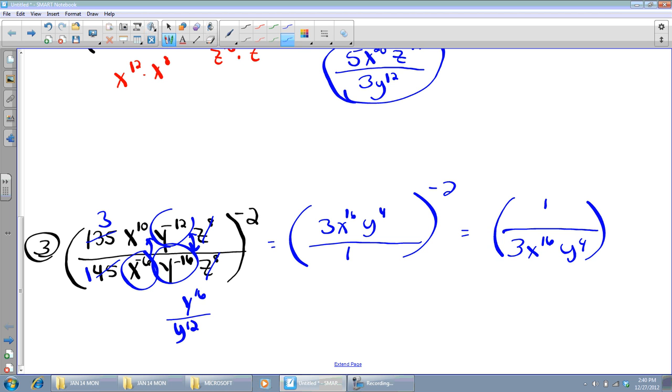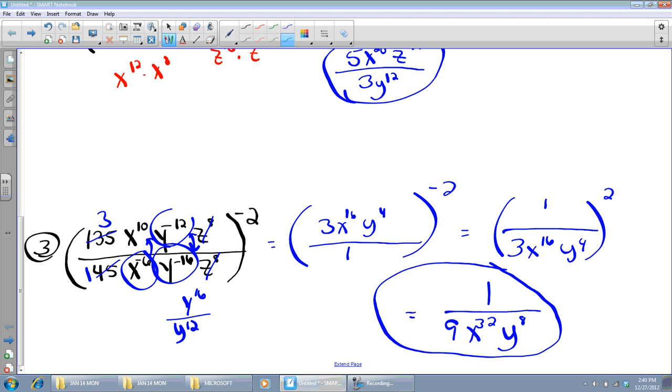And I'm going to raise that to the second power. 1 squared is 1. 3 squared is 9. x to the 16th squared is x to the 32nd. And then y to the 4th squared is y to the 8th. And that's it.